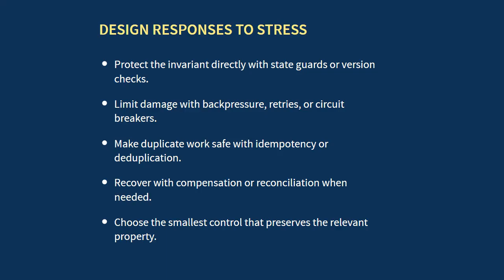Once pressure exposes the weakness, the next question is how to protect the invariant. You might use state guards or version checks, back pressure or circuit breakers, idempotency or deduplication, or compensation and reconciliation. Isn't adding a lock or retry enough? Not necessarily. The smallest control that preserves the relevant property is the right one, and every fix has a cost. The goal is not to add mechanism, it is to defend the invariant.